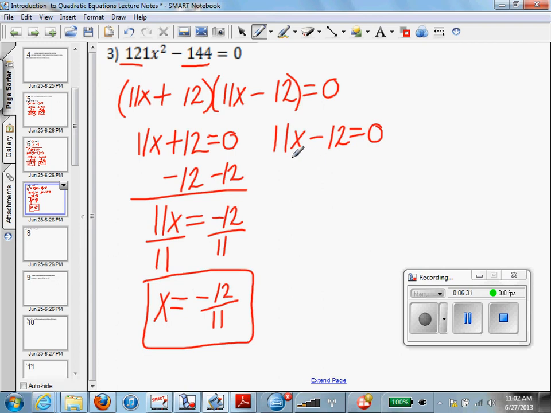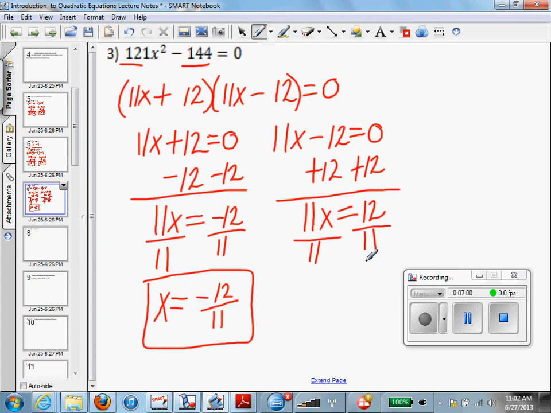And for this other part of the problem, we have 11x minus 12 equals 0. To start getting stuff away from x, we have to do the opposite of this negative that we see beside the 12. So we have to add 12 to both sides of the problem. So we have 11x equals a positive 12, because 0 plus 12 gives us 12. Now to get 11 away from x, we have to do the opposite of what's happening. It's being multiplied, so I do the opposite operation, which is division. So divide both sides by 11, leaving you with x equals 12 over 11.